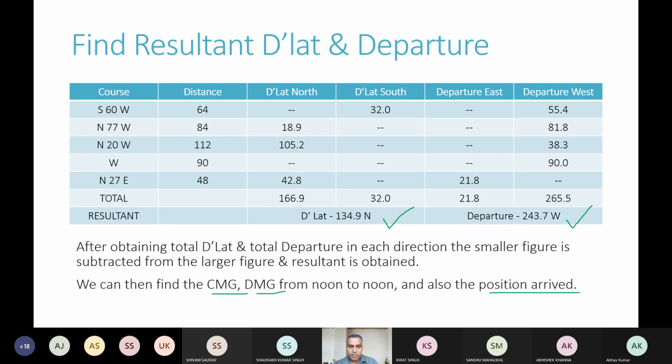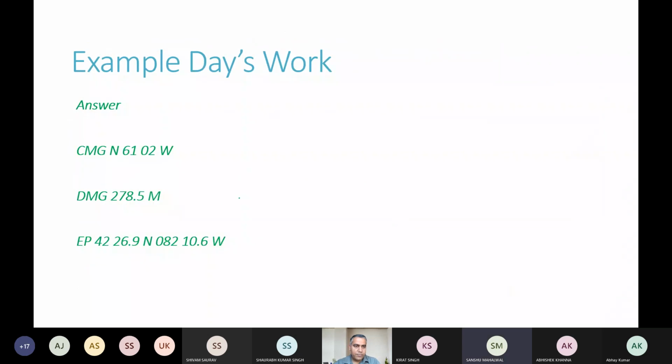Okay, so anyone did it, beta? Sir, course made good is latitude north 61 degree 02 minute west. सही है सर. Distance made good, 278.5. This is the position arrived.